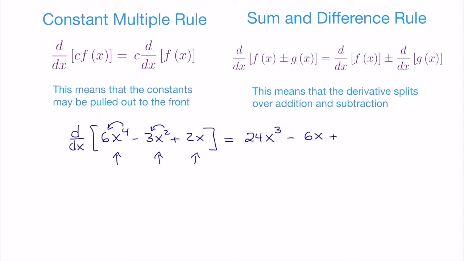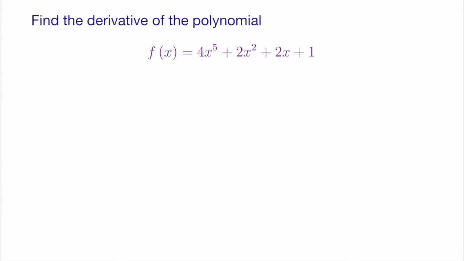And then the derivative of 2x we know is 2. Easy. You see how we're ready now to derive polynomials? It's not difficult. So let's derive this polynomial. The derivative of f of x is 5 multiplies the 4, 20x to the 4th power, plus 2 multiplies the 2, 4x lowered by 1. Then the derivative of 2x is 2, and the derivative of 1 is 0.